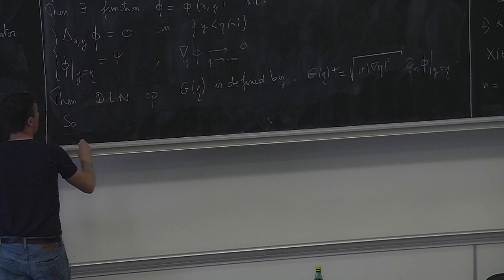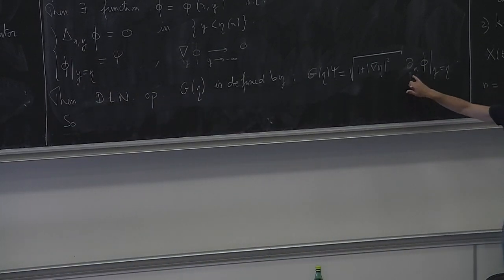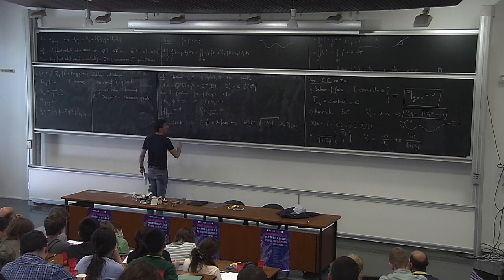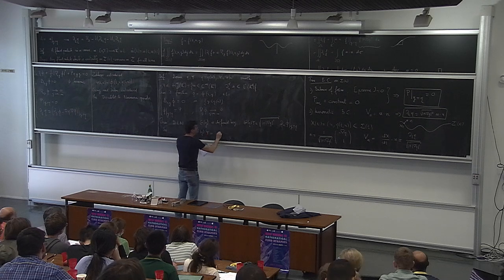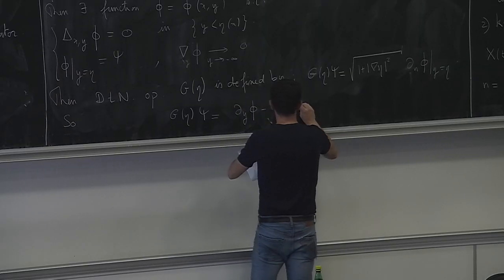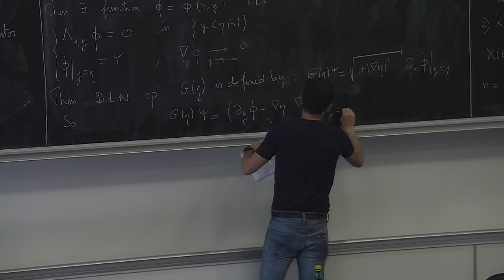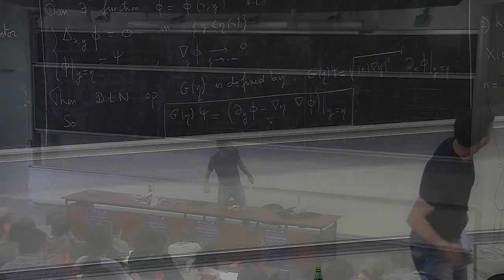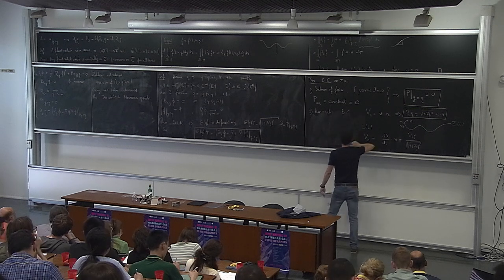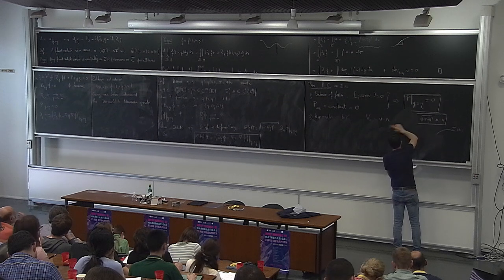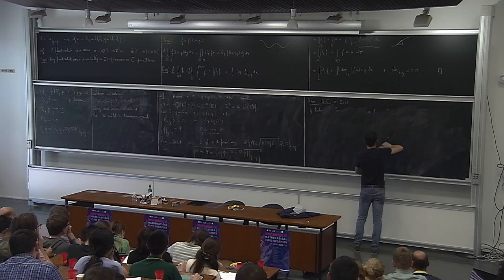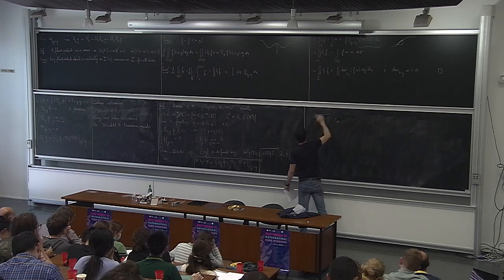Okay. So d_n means the normal derivative. And as we have already seen here, there is this coefficient that cancels with the factor here. So if you prefer, you can also write this in this way. G of eta psi is equal to d_y phi minus gradient of eta dot gradient phi evaluated on y equals eta. So these operators appear in many analyses. For example, it plays a key role in the study of the problem that Calderon introduced, the so-called Calderon problem.